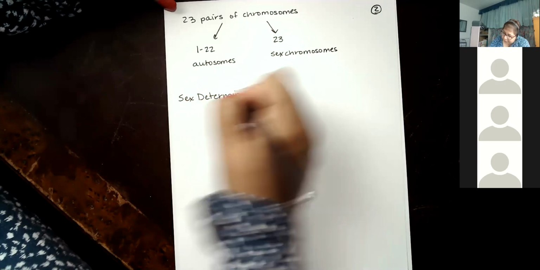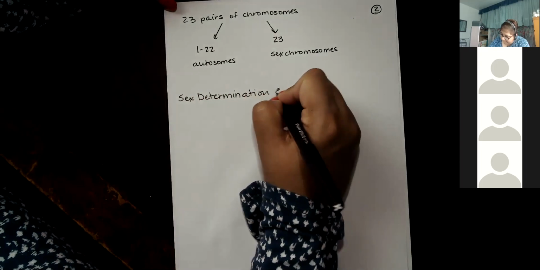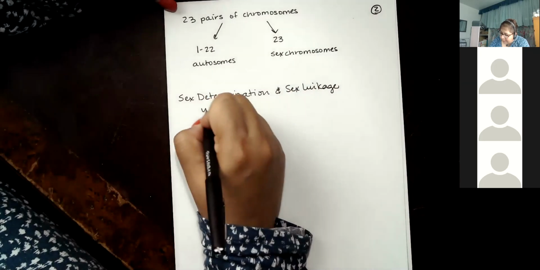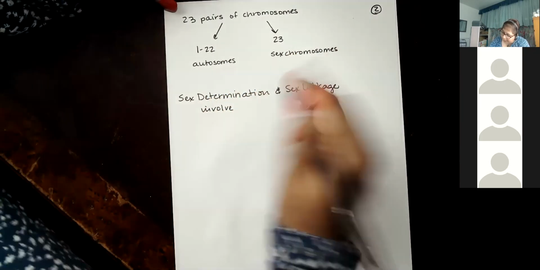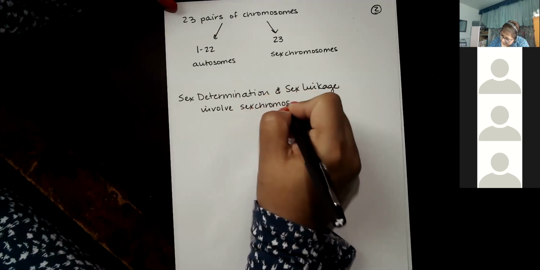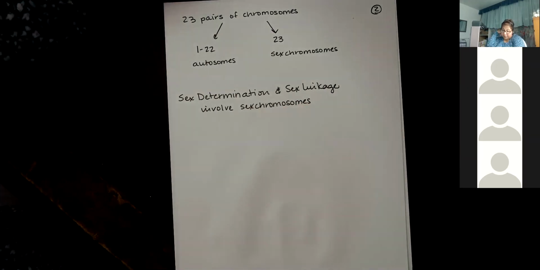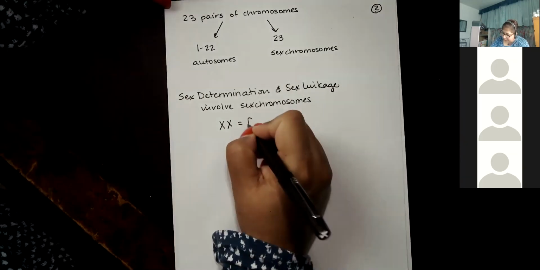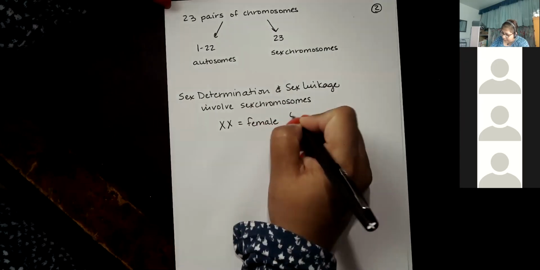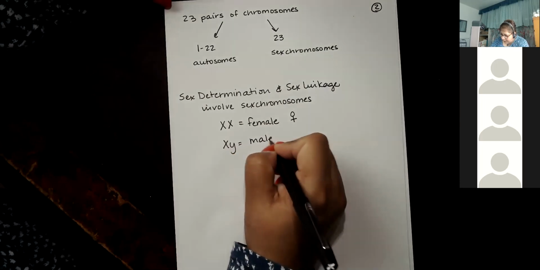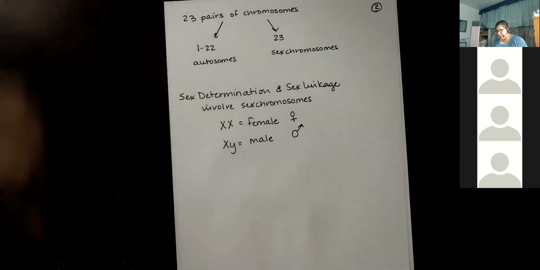Now we're going to talk a little bit about sex determination and sex linkage. These involve chromosome pair number 23. So you've probably heard, XX means female, which the symbol's like this, and XY, that is male, and that is the symbol like this. Okay.